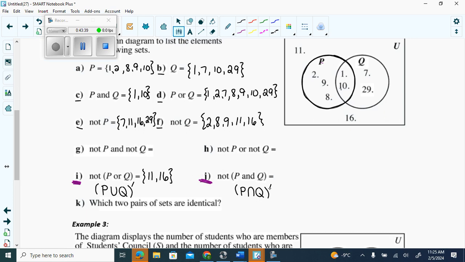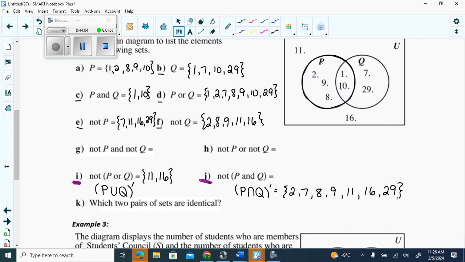This is a Venn diagram. Okay, you'd say not in the intersection. But for us, we can do not in the eyeball, because we know the eyeball's in. So we would have everything but 1 and 10. So we're going to have 2, 7, 8, 9, 11, 16, 29. What if you list them out of order? Are you wrong? No, we don't care. Okay?